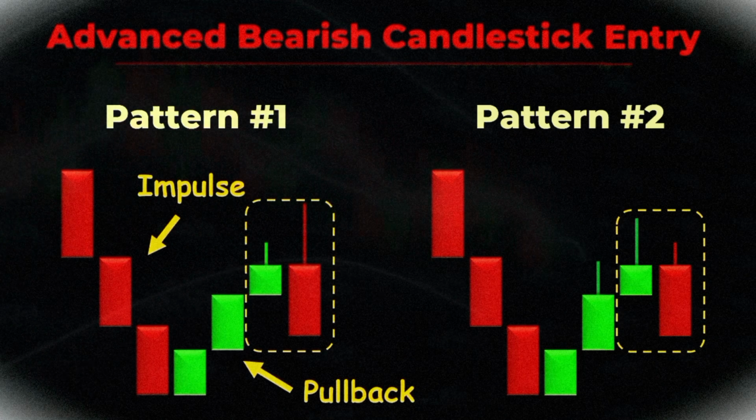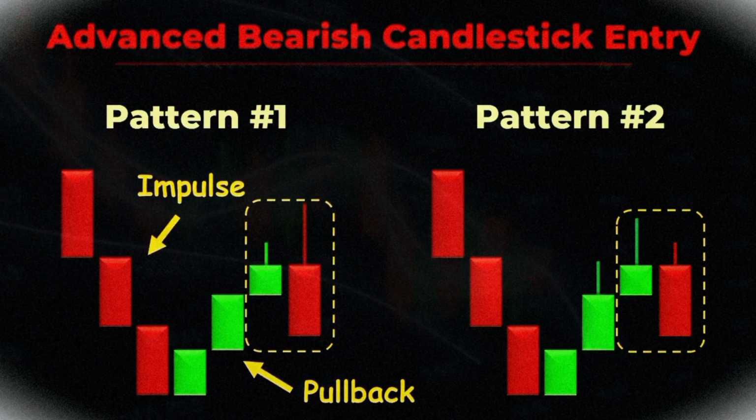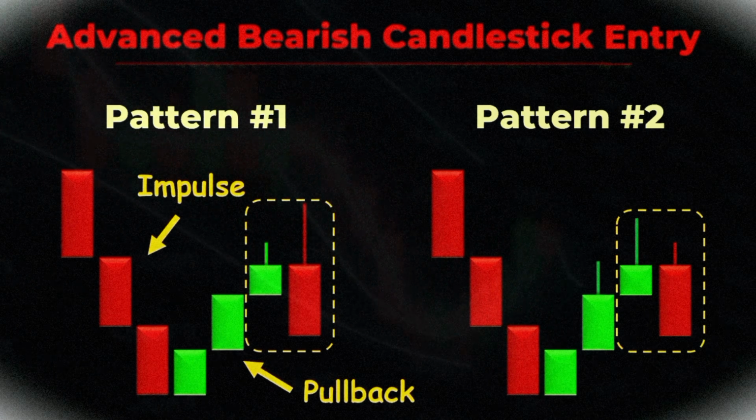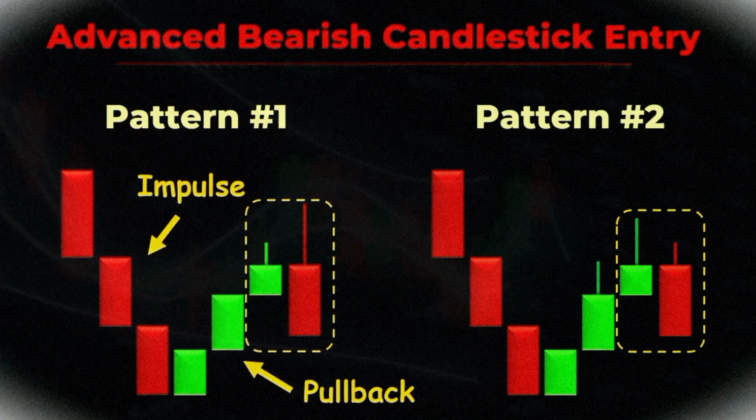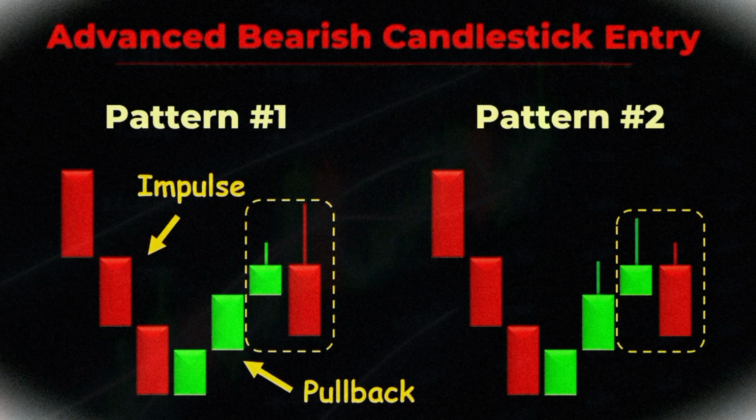Similarly, we have the same impulse and correction. In the second pattern, the market has printed a red engulfing candle and the green candle has created a new lower low, making a fractal move. So these are the only two entry reasons we will be using. Anything other than that is not a valid entry.